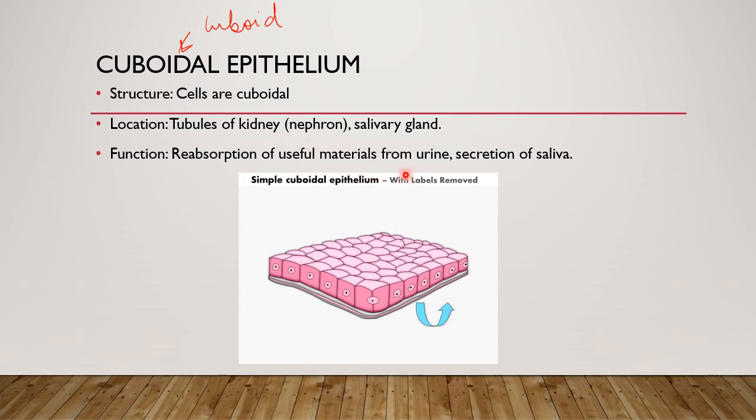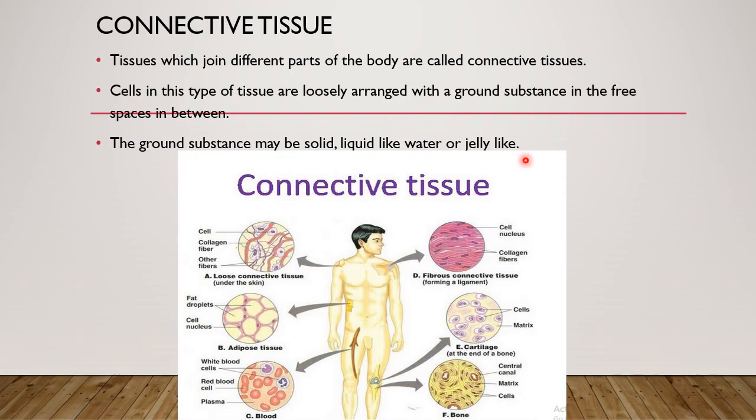So urine, when it is formed, there are certain materials which are still useful, so the body keeps on absorbing them. For that it requires this cuboidal epithelium, and secretion of the saliva, because it is present in the salivary gland. So this was all about the epithelial tissue: the squamous epithelium, the stratified epithelium, the glandular epithelium, columnar epithelium, ciliated and cuboidal epithelium. We need to understand their location, structure and function accordingly.